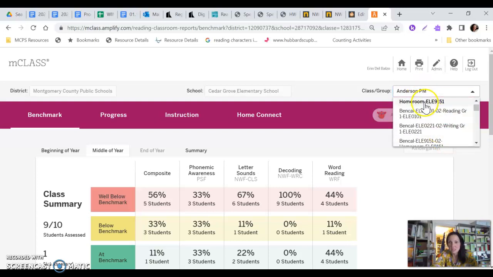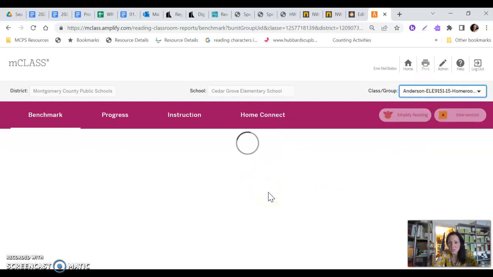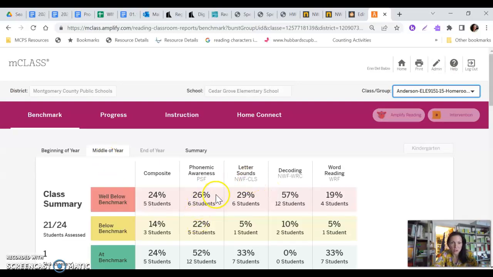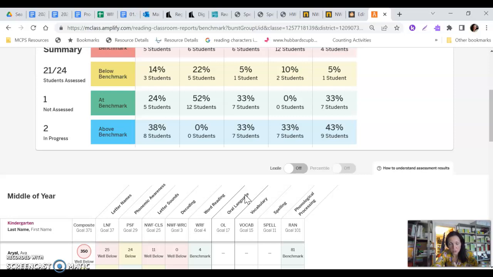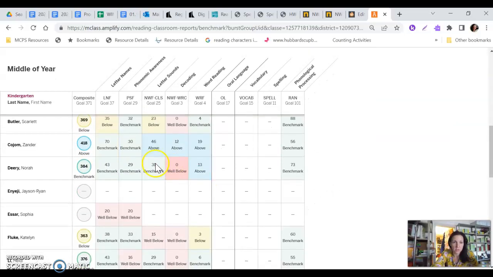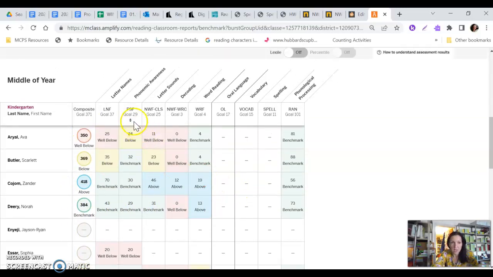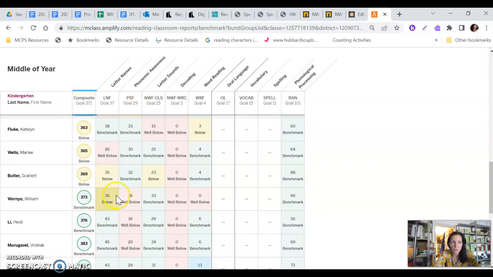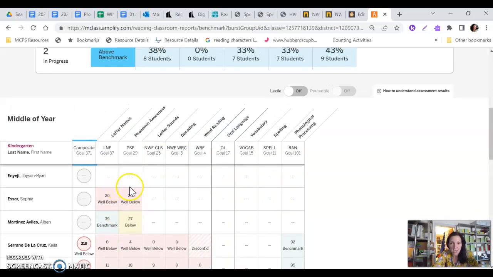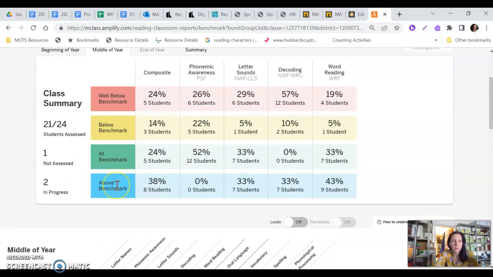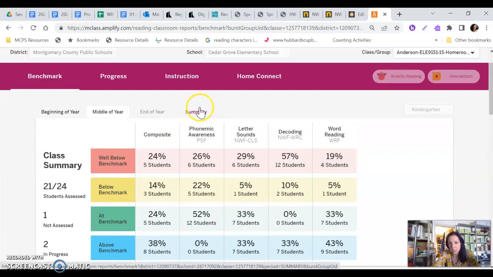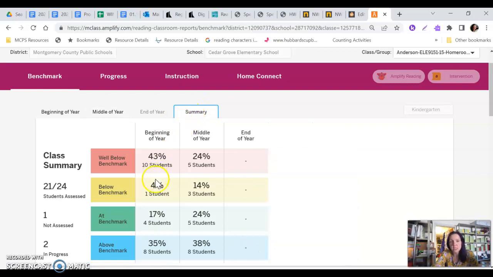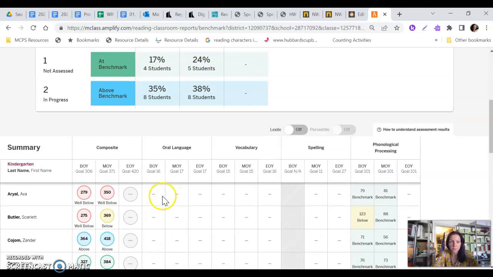I'm going to utilize Miss Anderson's data today just because I know she's mostly done and there's a couple things I can show you. So if you go to your reports, this is what you're going to see for the middle of the year. You're going to see every single subtest that a student has done and how they did on them, and also what the goals were. So you can sort by your well belows, your belows, your not finished yet, if that's helpful to you. But I want to pull your attention to the summary link right here, because I think it's helpful to really see if we are showing growth here.